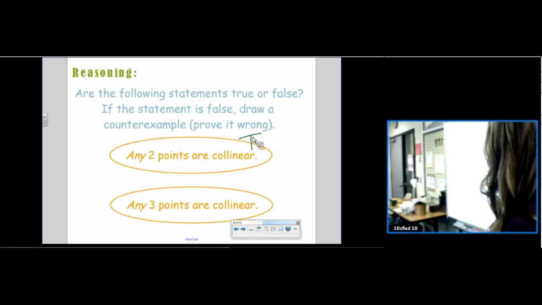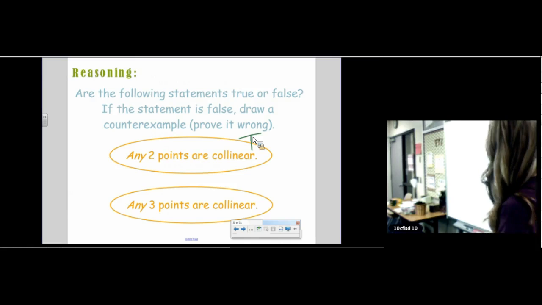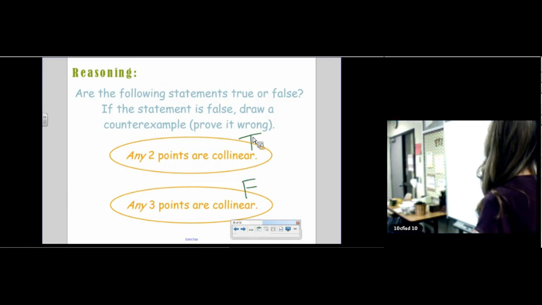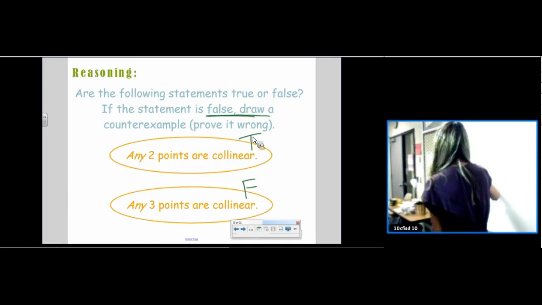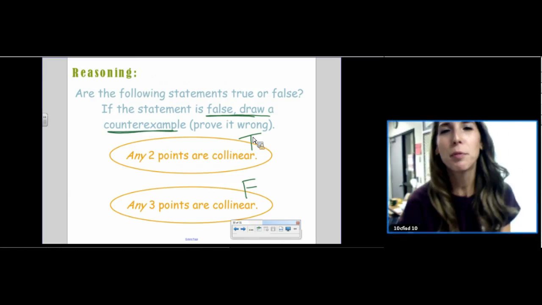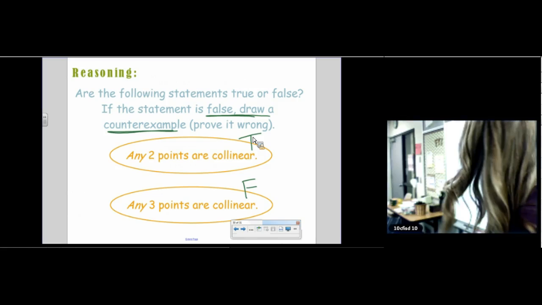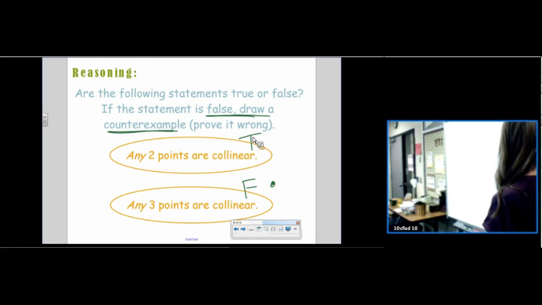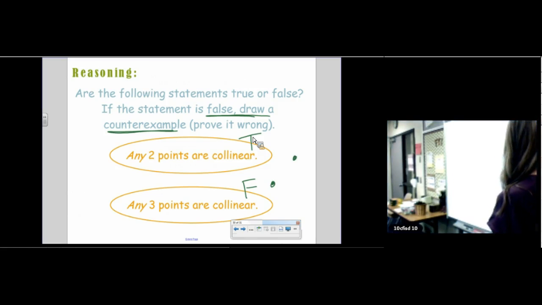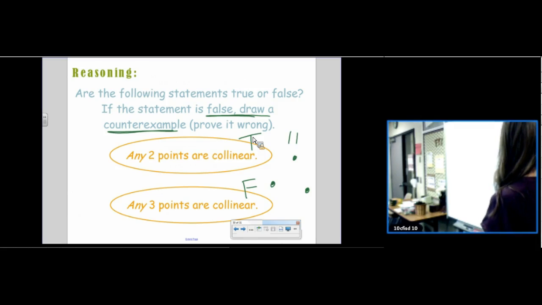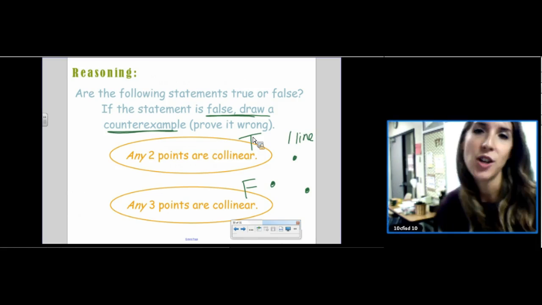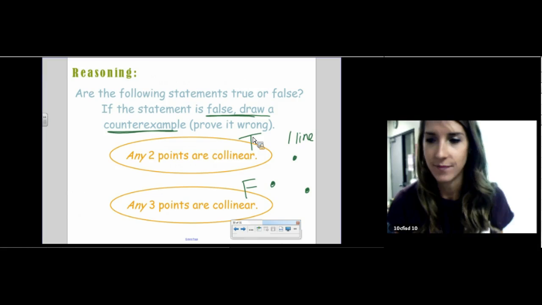Any 3 points are collinear. False. And it says if it's false, draw a counterexample. That just means prove it wrong. We love proving people wrong. Don't you love proving your parents wrong? Isn't that fun? We get to prove statements wrong in this class. So let's prove that wrong. Boom, boom, boom. I cannot draw one line and connect all 3 of those points. I can't. Okay.